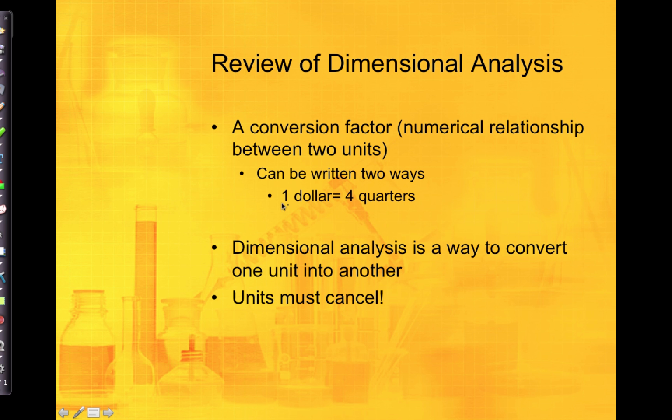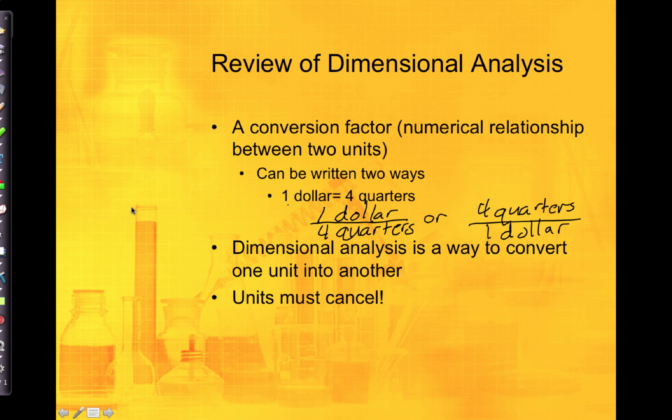So with dimensional analysis, you can write a conversion factor two ways. You can write $1 over 4 quarters. So you can write it as a fraction basically. Or you can write it as 4 quarters over $1. Here is how you cannot write a conversion factor.